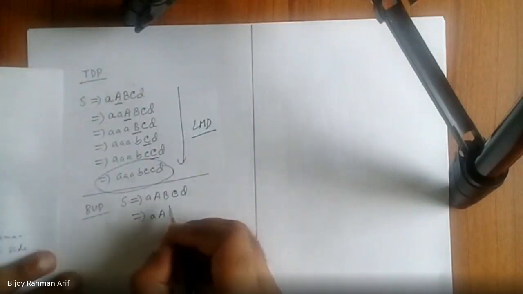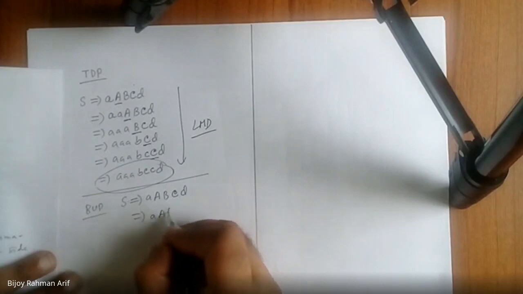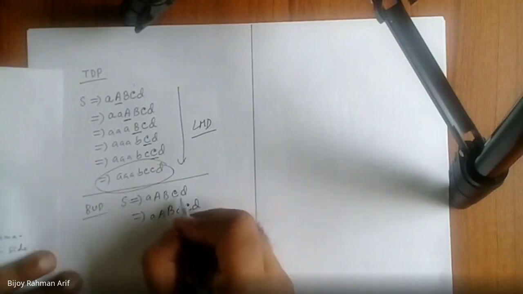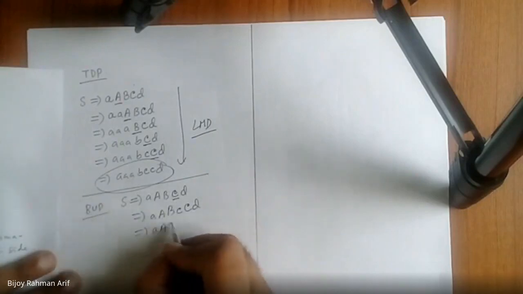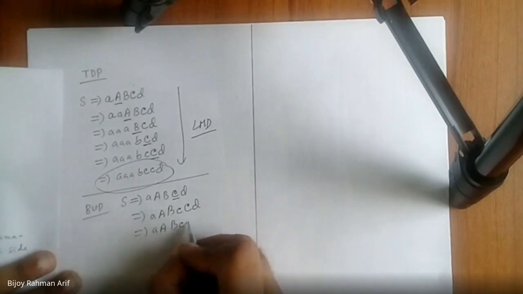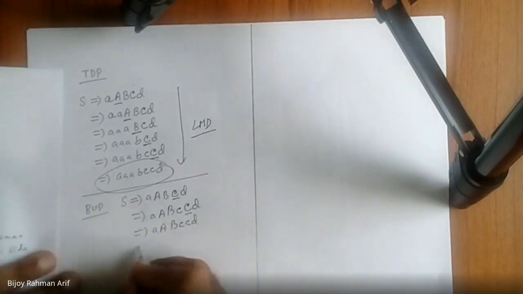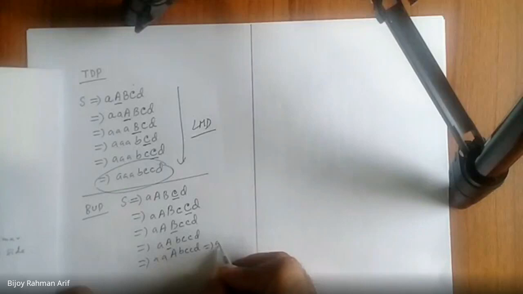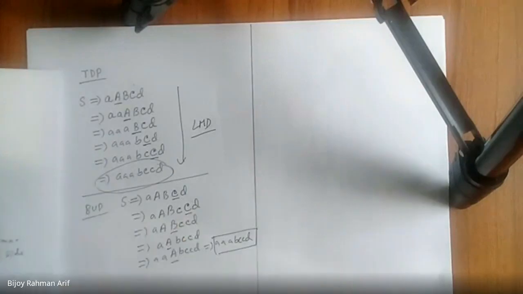A, B, this C would become small c, capital C, D. Am I right? Then this would become A, B, C, D. Then this would become B, A, B, C, D. Then we'll take this A, then this would become A, B, C, D. Finally, I will get A, B, C, D. Got the yield. So this is the rightmost.